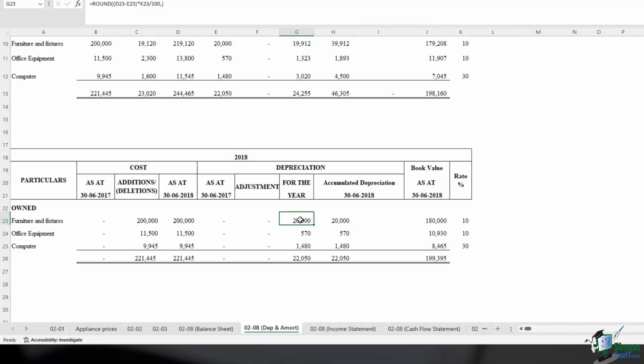$24,255. And then in 2018, same approach, or the useful life is the same as in the previous year. So the formula is also the same. And we arrive at the total depreciation of $22,050 for 2018.